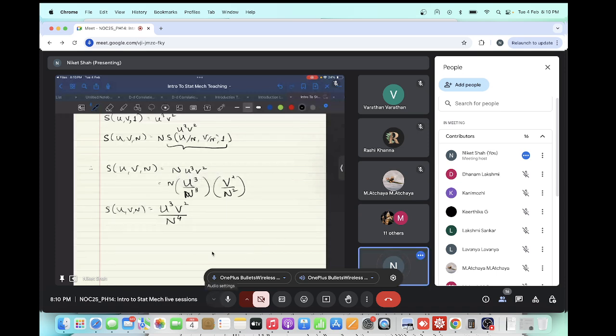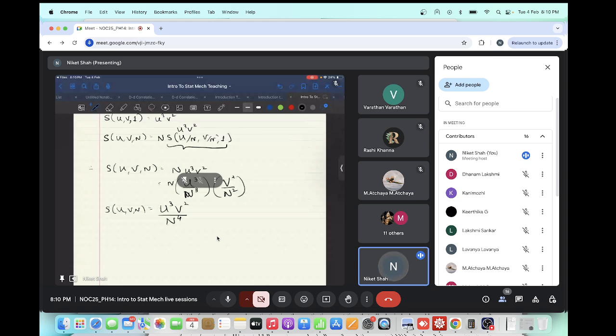I think Rashi was it, right? Rashi, please speak up again. I couldn't hear you. I'm audible, right? And are you guys able to follow what I'm doing till now? Please feel free to ask doubts if there are any. I might not be able to explain some things perfectly, so if you have a doubt, stop me right there and say you were not able to follow. I'll explain it again.